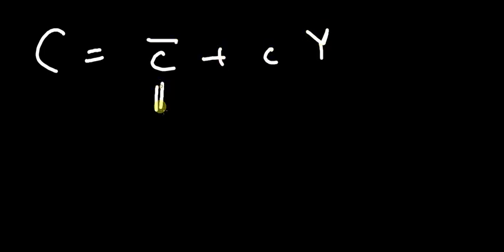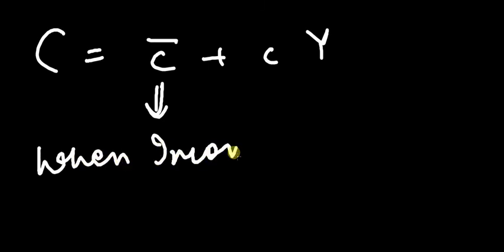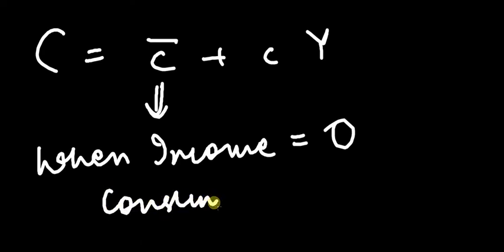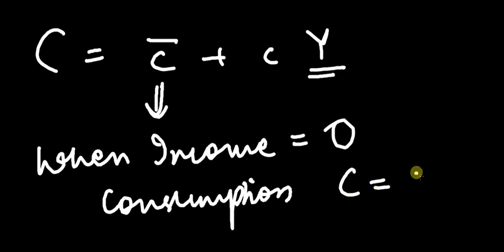Now what is autonomous consumption? When your income is 0, so if I put y equal to 0, C would be equal to C bar. How much you consume even at 0 level of income is autonomous consumption. Obviously, even if people are not earning, they will consume something at least to survive. Whatever that consumption is, it is called autonomous consumption.